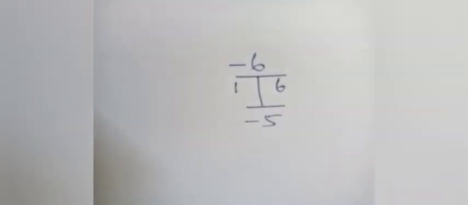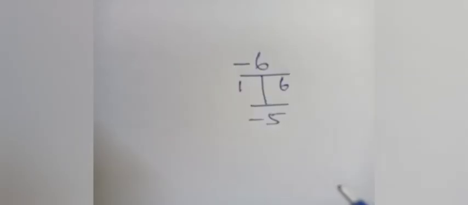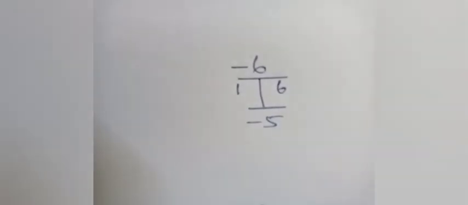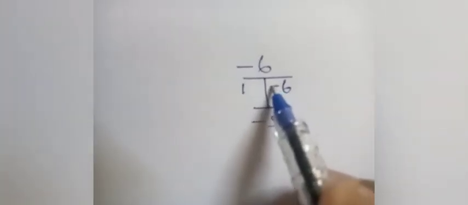What are the numbers? I think 1 and 6. If I multiply, 6. If I add, I need minus 5. So I am giving minus here. 1 into minus 6 is minus 6. 1 minus 6 is minus 5, right?